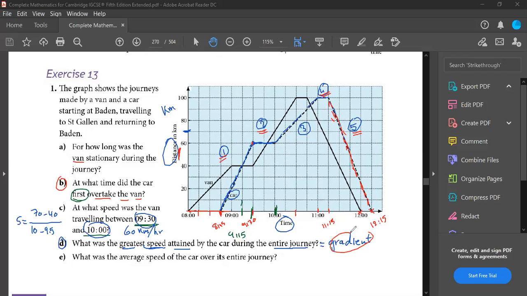What did we say we do? Find the gradient. Now, how can we find the gradient of the first part of the journey? How do we calculate the gradient? Whoever knows, write in the chat. How do we find the gradient?